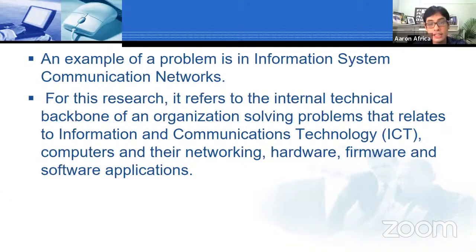An example is in information system communication networks. For this research, it refers to the internal technical backbone of an organization, solving problems that relate to information system communication networks in their networking hardware, firmware, and software applications. For example, here in computer networks, you just have a very simple problem. A very simplified example is the computer is always hanging. For example, the computer always has a blue screen.